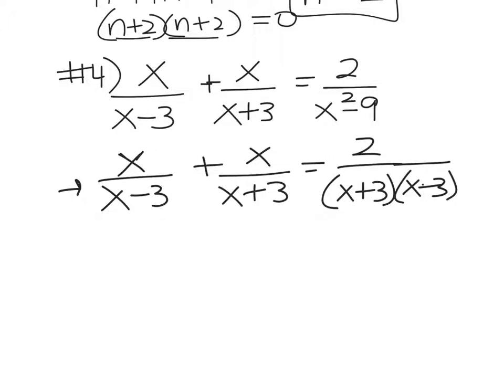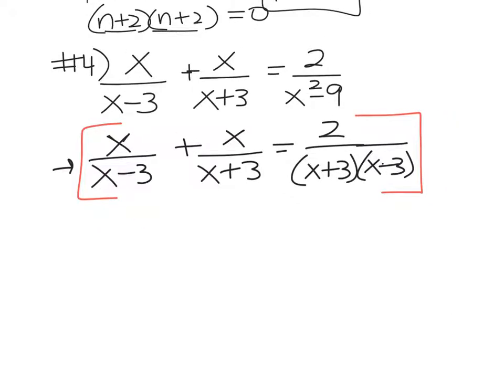Now let's multiply both sides of our equation by what? x plus 3 and x minus 3. Okay, we need an x minus 3 from here. We need an x plus 3 from there. We need the whole thing, which we have.